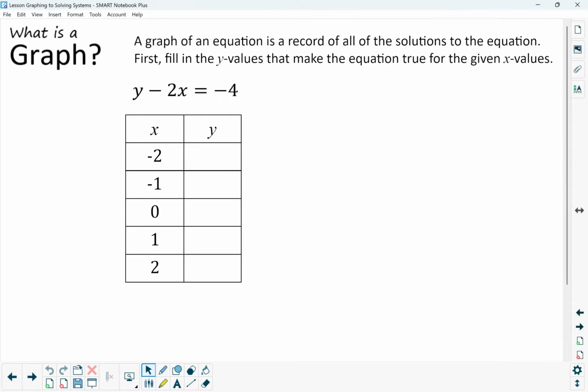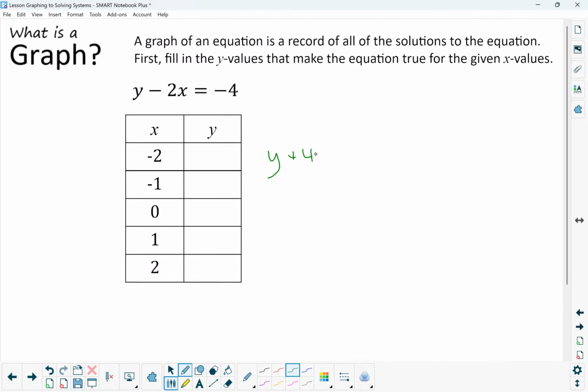So a graph of an equation is just a record of all of the solutions to that equation. So we have an equation y minus 2x is equal to negative 4. So we just want to think about what the y value will be for each of these x values. So if x is negative 2, we have y plus 4 is equal to negative 4. So that means the y value is negative 8. If x is negative 1, we have y plus 2 is equal to negative 4. That means that y value is negative 6.